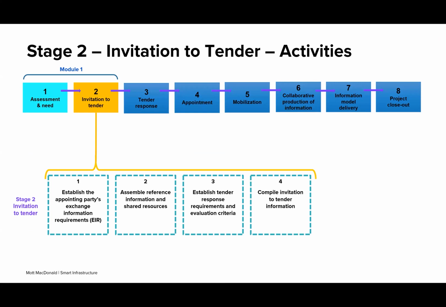So how do you go about that invitation to tender stage using BIM? What you have to do is basically establish those exchange information requirements for that specific appointment. You have to assemble all your reference information together and establish your tender response requirements from the tenderers, and also compile all the contractual documents together in one place as well.